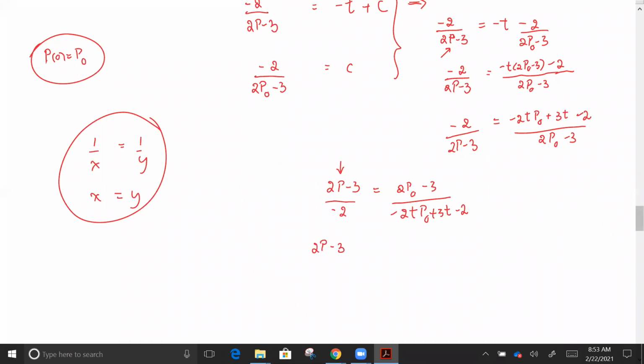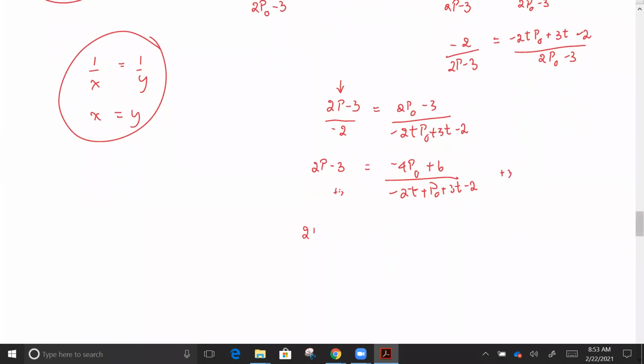So we get 2P minus 3 equals, I think we can go ahead and multiply by negative 2, it would be negative 4P0 plus 6, divided by the denominator. Then plus 3 on both sides. And then we get 2P equals, no, this is 2t, see, I already made a mistake. Hang on a second. Since we flipped, this bottom is negative 2tP0 plus 3t minus 2.